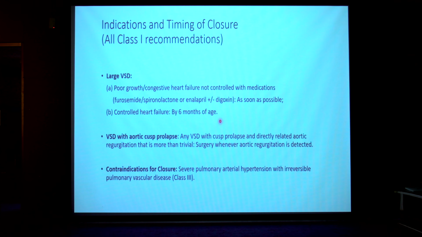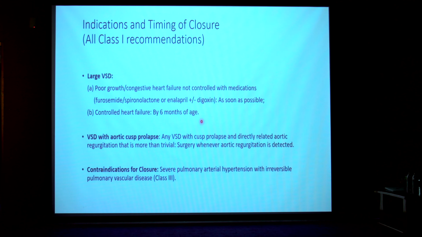So VSD with aortic cusp prolapse, any VSD with the cusp prolapse which is directly the cause for the regurgitation, anything more than trivial, surgical closure of the VSD is indicated in order to prevent further damage to the aortic valve. The more the aortic regurgitation, the less likely that there can be a one-time intervention. They can come for re-interventions. Better to intervene when it's trivial or less than mild, so that you can solve the problem once and for all, so that they don't need to have multiple interventions.